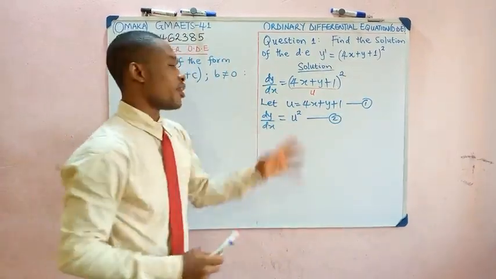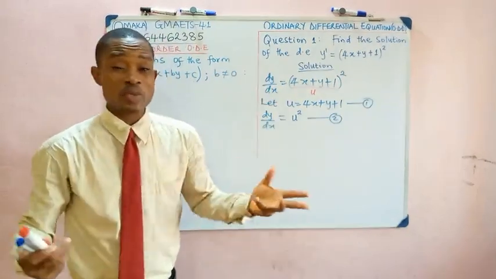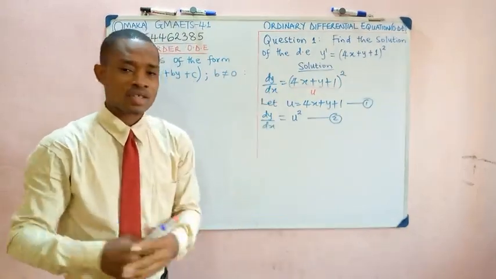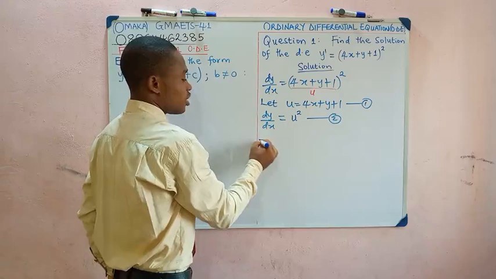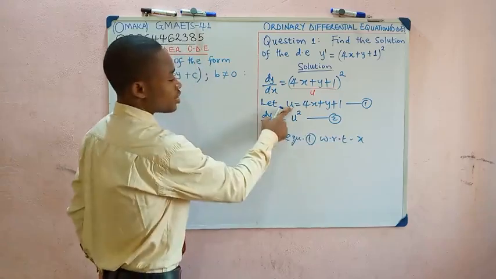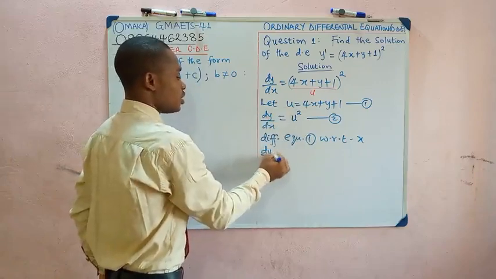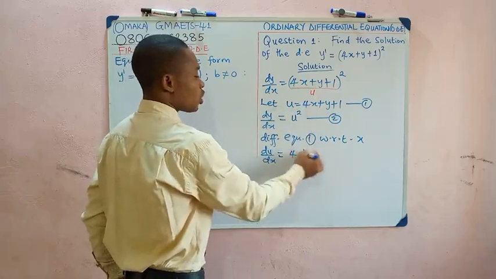Recall that once you define a transformation, the next thing is to differentiate that transformation with respect to x. Is that clear? So we are going to differentiate equation 1 with respect to x. If we differentiate equation 1 with respect to x, we are going to get du over dx equal to, differentiating 4x with respect to x, 4.